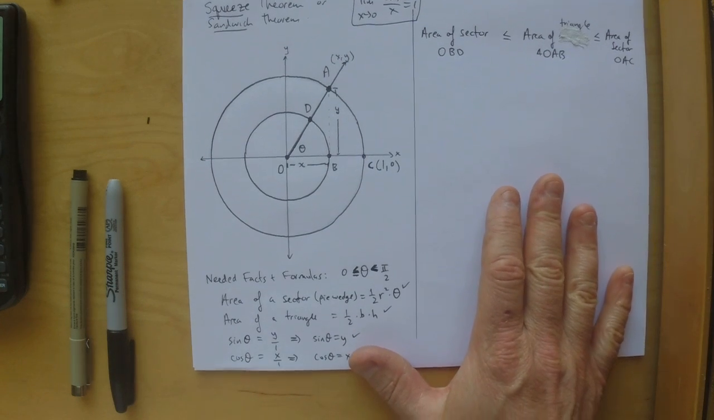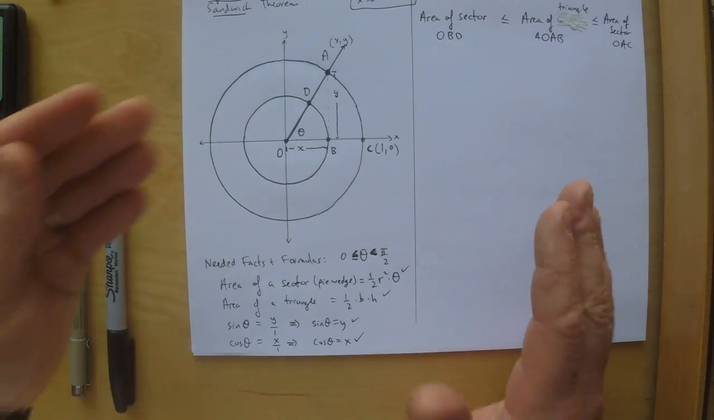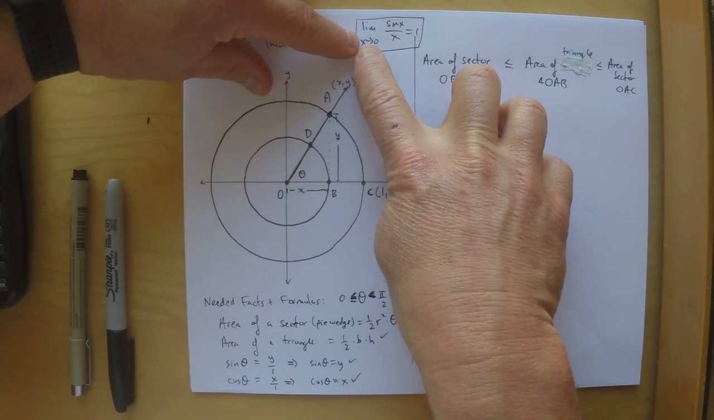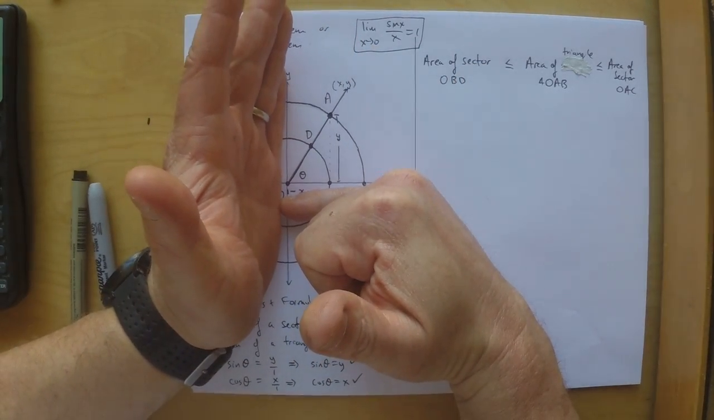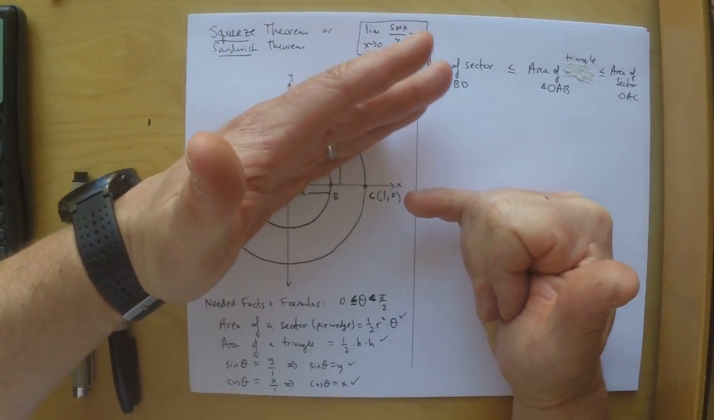So here are some facts. First of all, because we're approaching an angle that is approaching 0, we're going to assume the angle is between 0 and 90, so we're in quadrant 1, and this angle is getting smaller and smaller.